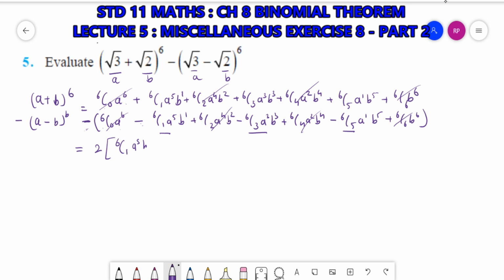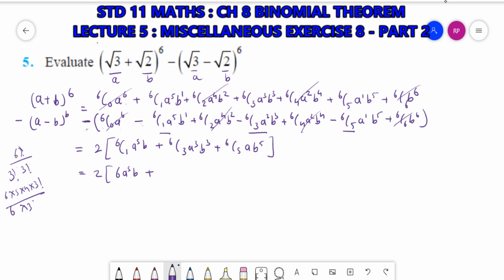6C1 a^5 b + 6C3 a^3 b^3 + 6C5 a b^5. So 6C1 a^5 b, plus 6C3, that is 6 factorial upon 3 factorial, (6 minus 3) factorial, 3 factorial. 6 into 5 into 4 into 3 factorial upon 6 into 3 factorial, that is 20. So 20 a^3 b^3 plus 6C5, that will also again be equal to 6 a b^5.